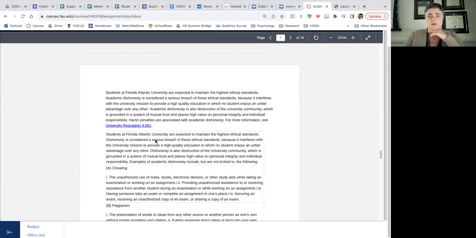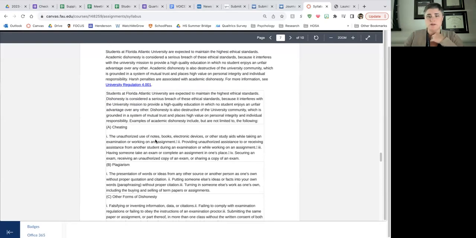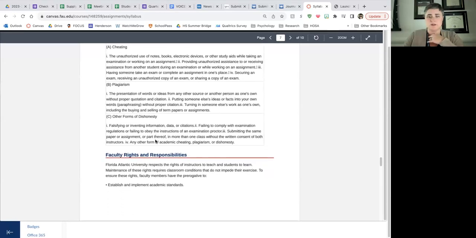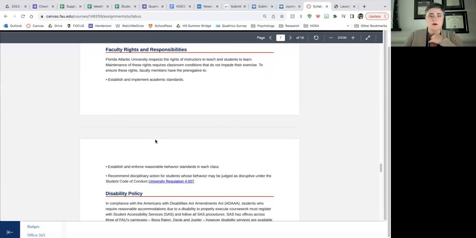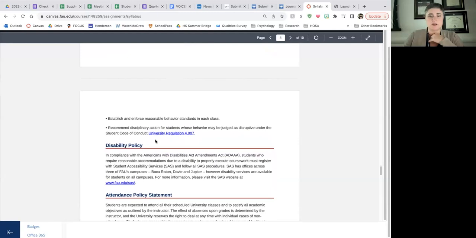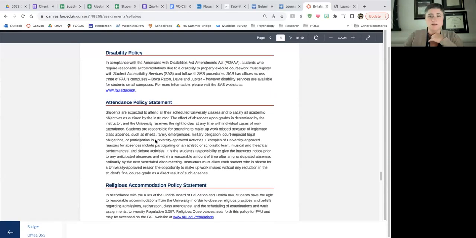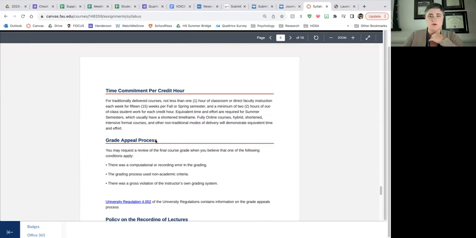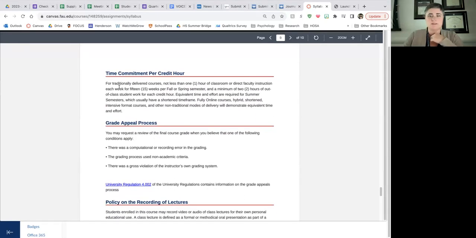Our academic integrity policy comes from the university, and we've gone over this with all the students. So this includes cheating, plagiarism, and other forms of dishonesty. This is the boilerplate stuff that comes from the university: the attendance policy, religious accommodations, time commitment per credit hour. This is something that I think is important, especially when going over to the university for their courses.